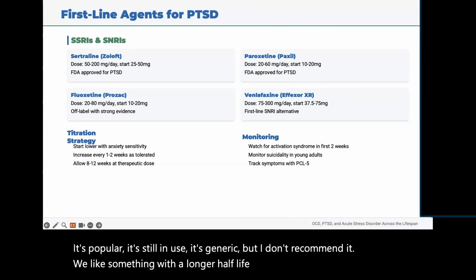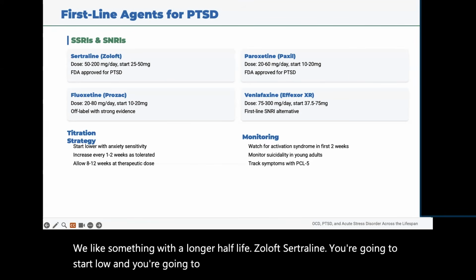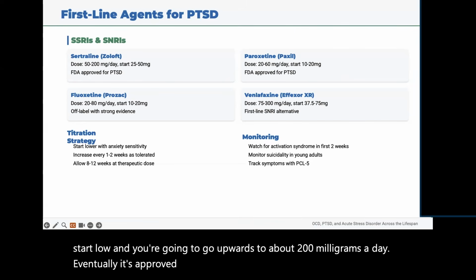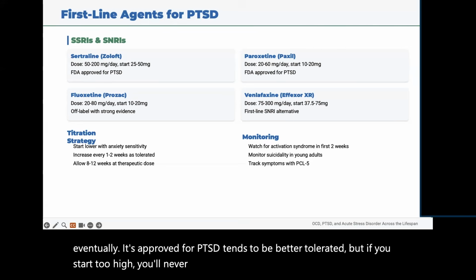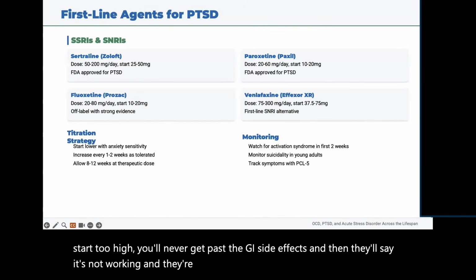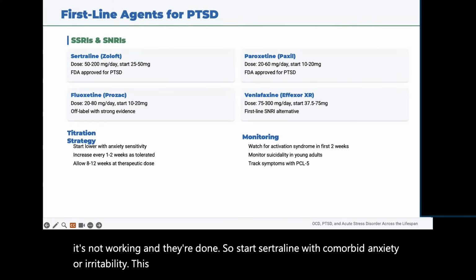Zoloft, sertraline: you're going to start low and go upwards to about 200 milligrams a day eventually. It's approved for PTSD and tends to be better tolerated, but if you start too high, you'll never get past the GI side effects and then they'll say it's not working and they're done. So start sertraline with comorbid anxiety or irritability. This is going to smooth out their emotional reactivity.